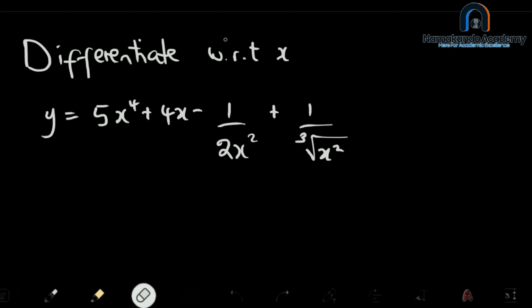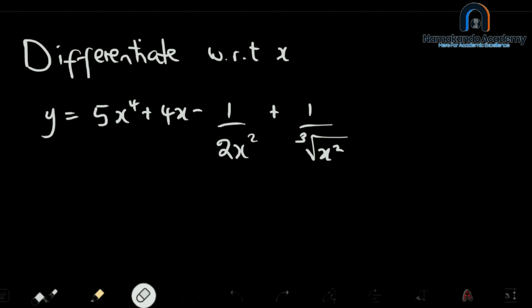With us here, we have a problem where we are supposed to differentiate with respect to x the function y equal to 5x to the power 4 plus 4x minus 1 over 2x squared plus 1 over cube root of x squared. Please try to pause the video and see how far you can go. Alright, so let's get started.